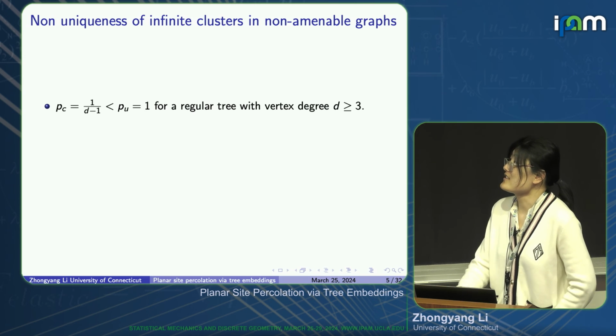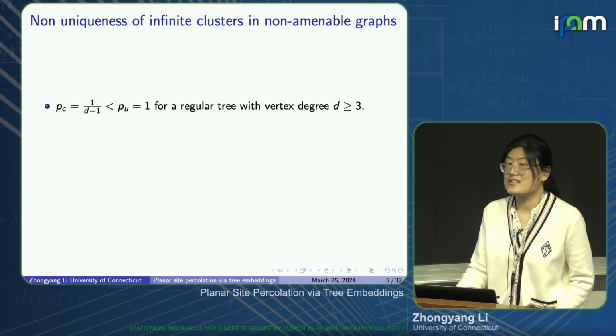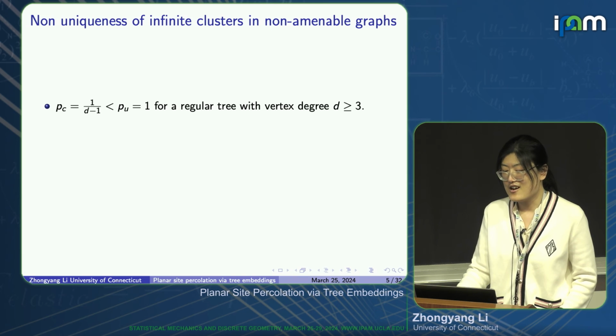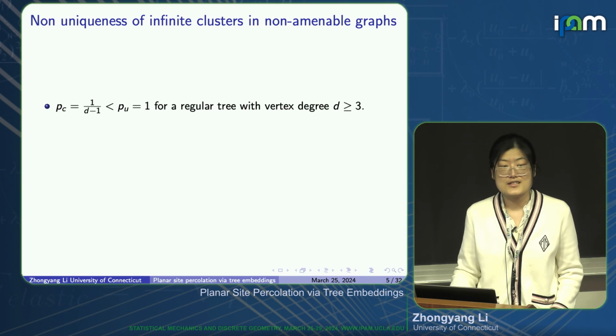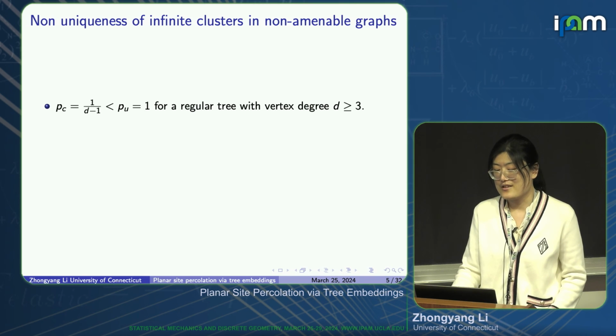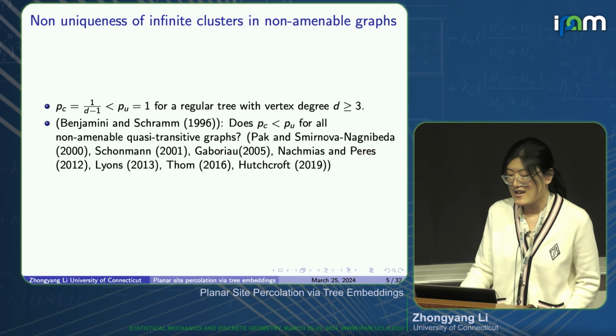So there are also examples when PC is strictly less than PU. The simplest example is we consider a regular tree with its vertex degree D at least 3. In this case, PC is equal to 1 over D minus 1, and PU is equal to 1. We say that PC is strictly less than PU in this case.